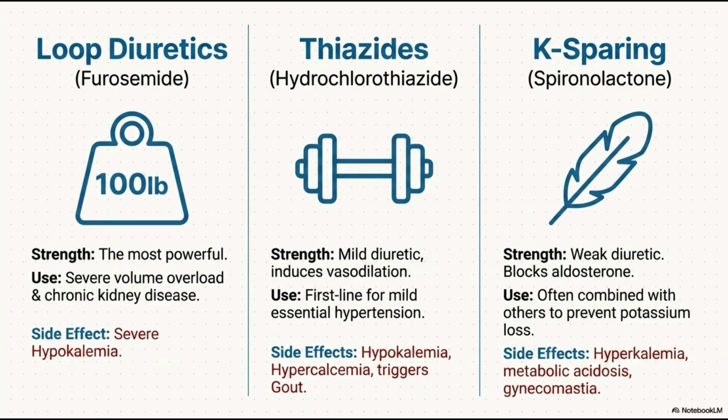They are used for severe volume overload and chronic kidney disease, but can cause severe hypokalemia. Thiazides, e.g., HCTZ, represented by a dumbbell, are mild diuretics that also induce vasodilation. They are first line for mild essential hypertension, but can trigger gout by increasing uric acid or cause hypercalcemia. Potassium-sparing diuretics like spironolactone, represented by a feather because they are weak diuretics. They block aldosterone and are used to prevent potassium loss, but can cause gynecomastia and metabolic acidosis.